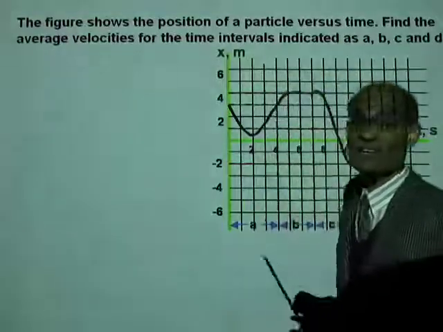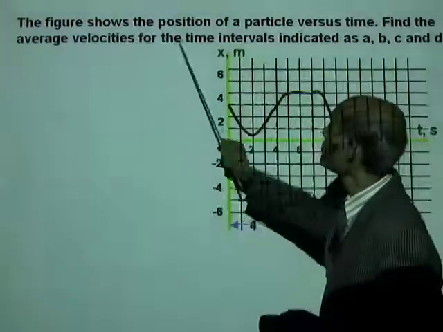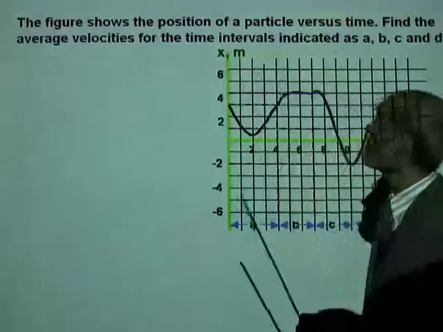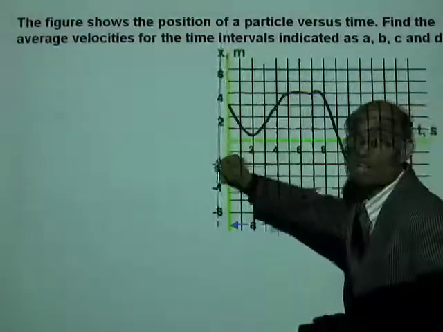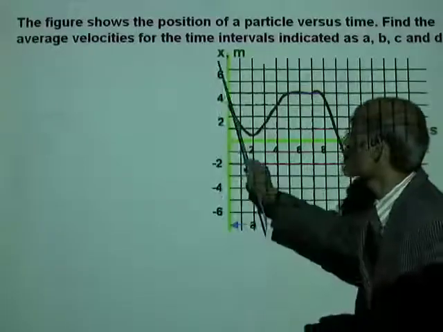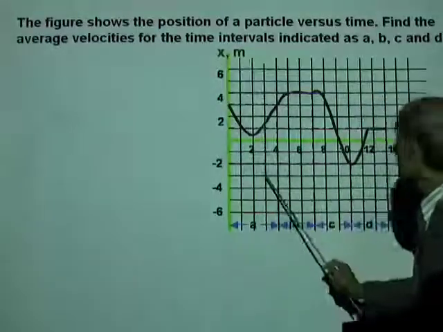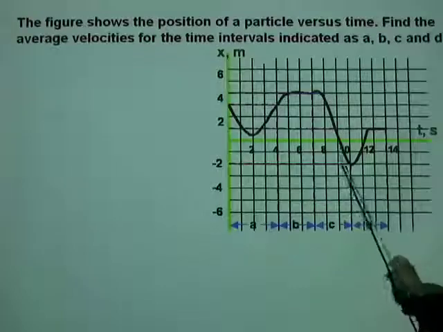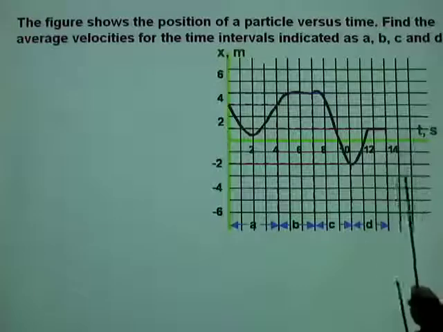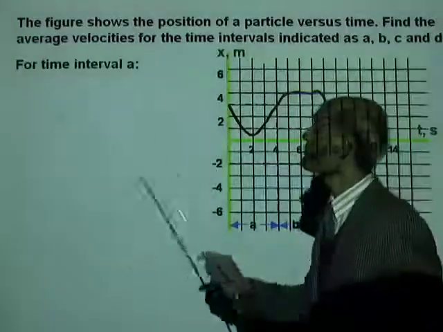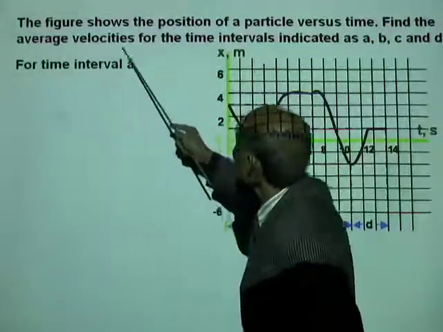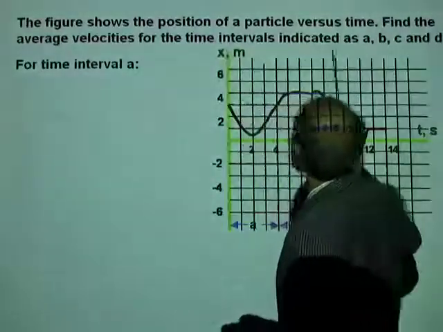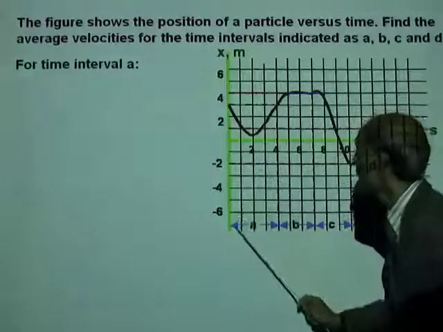Alright, let's look at another problem. The figure shows the position of a particle versus time. On the vertical axis, I have the position x in meters, and on the horizontal axis, I have the time in seconds. Find the average velocities for the time intervals indicated: A.